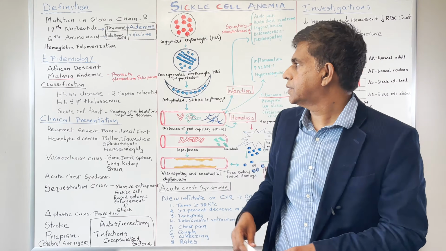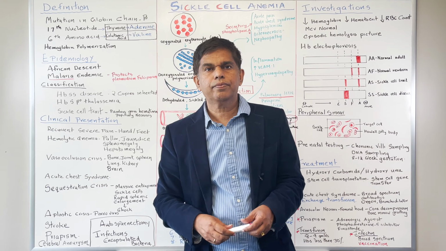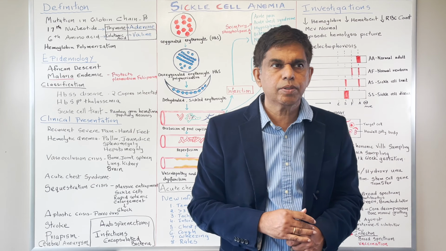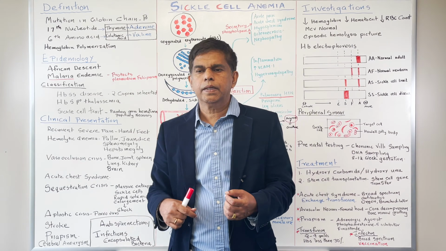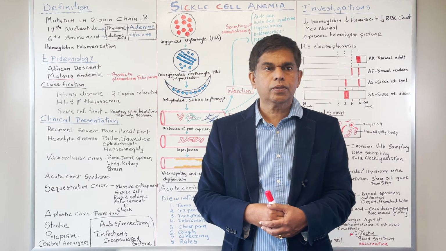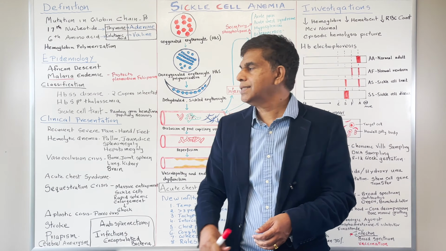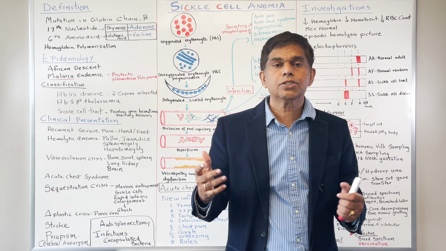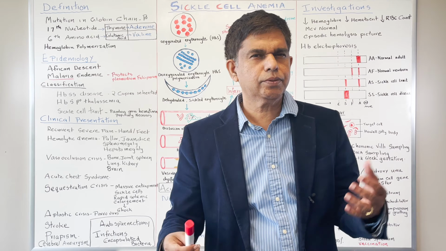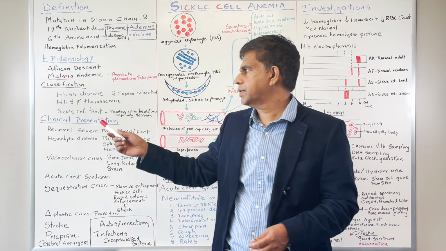Let's look at epidemiology a little bit. People of African American or African descent are at high risk, and especially people from regions where malaria is predominant. It's good to know that sickle cell also protects against Plasmodium falciparum. Sometimes an examination question can cover that also.